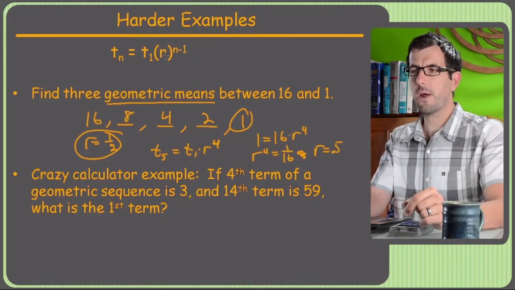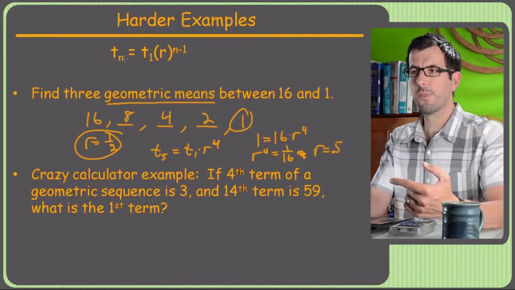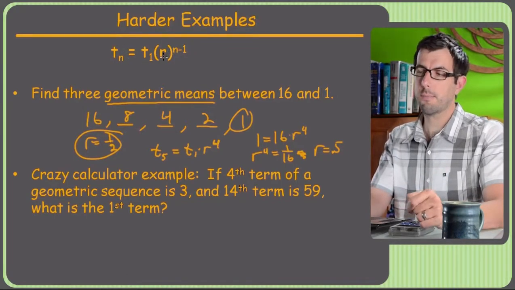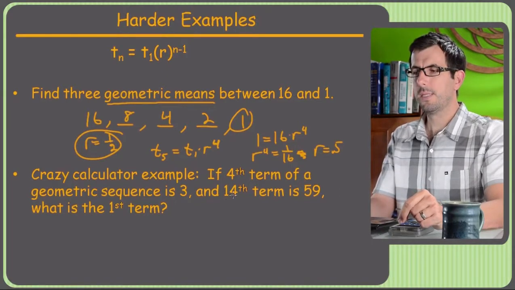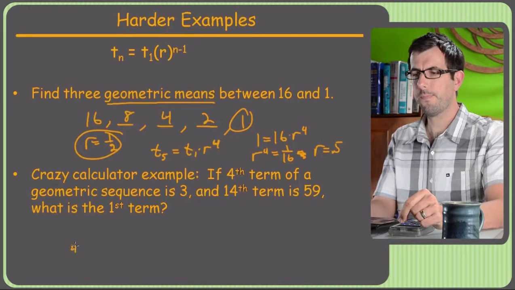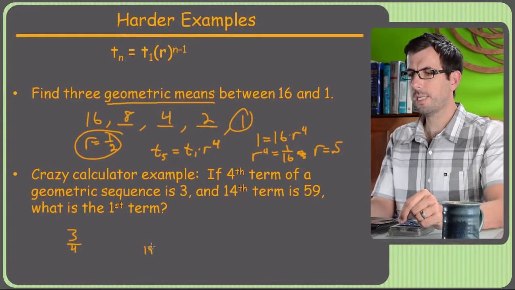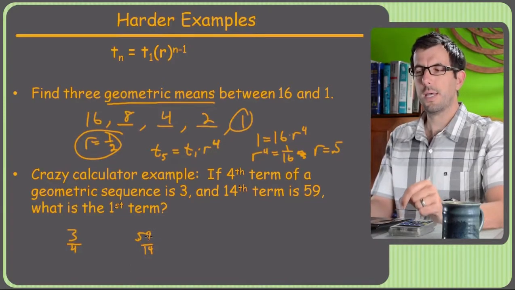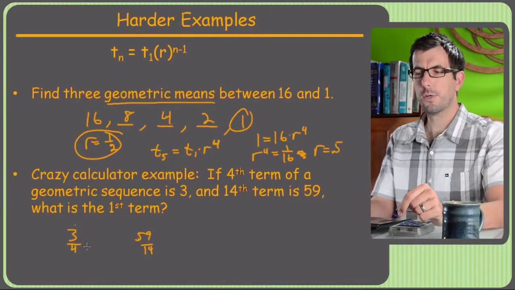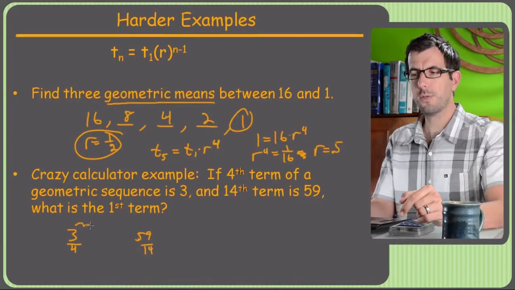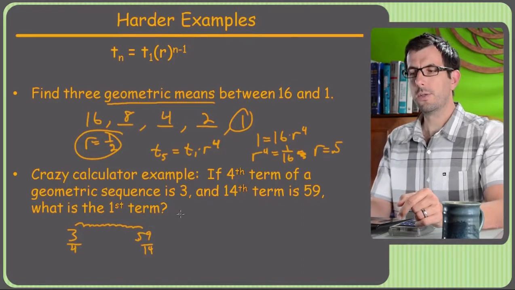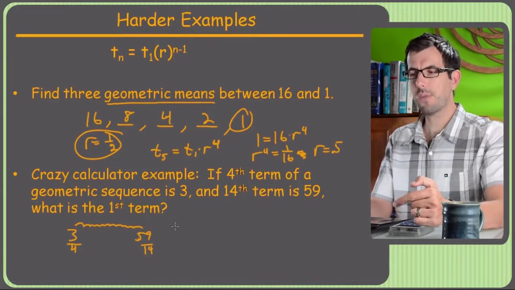Because if I had r, and I had the 4th term, I could just plug all that in and solve for r the way I did on the previous page. But the problem here is I don't have r, so what I have to do is figure out r. I have term number 4 is 3, and then term number 14 is 59. Terms 5, 6, 7, 8, 9, 10, 11, 12, and 13 are all between here. That means I had to jump 10 times, 1, 2, 3, 4, 5, 6, 7, 8, 9, 10, to get here. So I multiplied by r 10 times to get from 3 to 59.